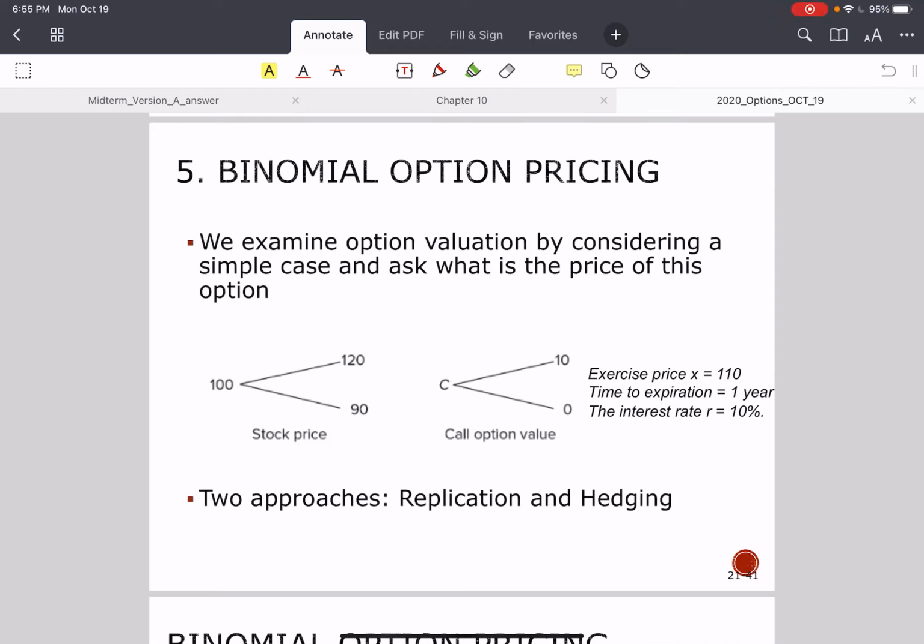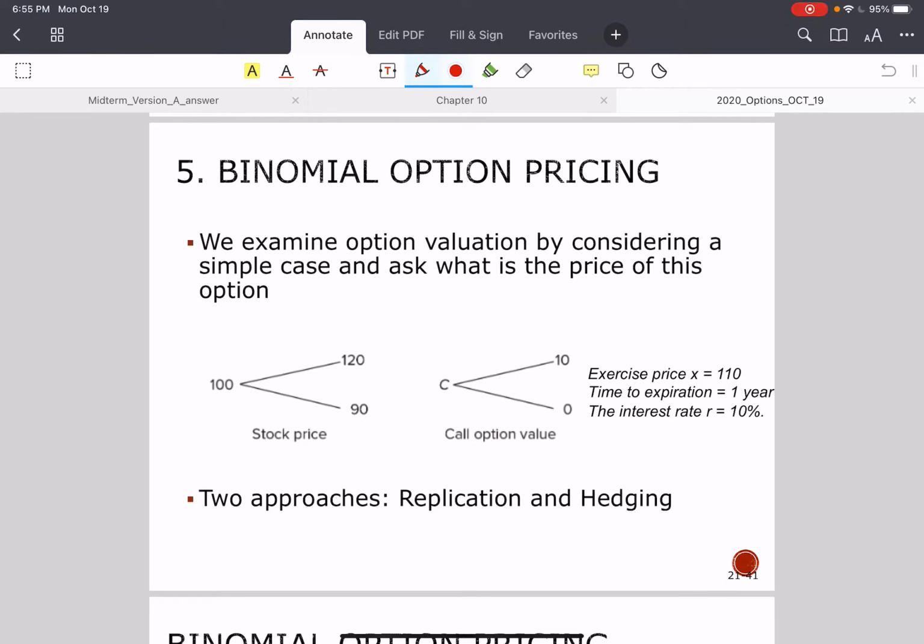Okay, so we discussed option pricing in the last lecture. We started this binomial option pricing model. First let me review this model. Remember what the question is about.